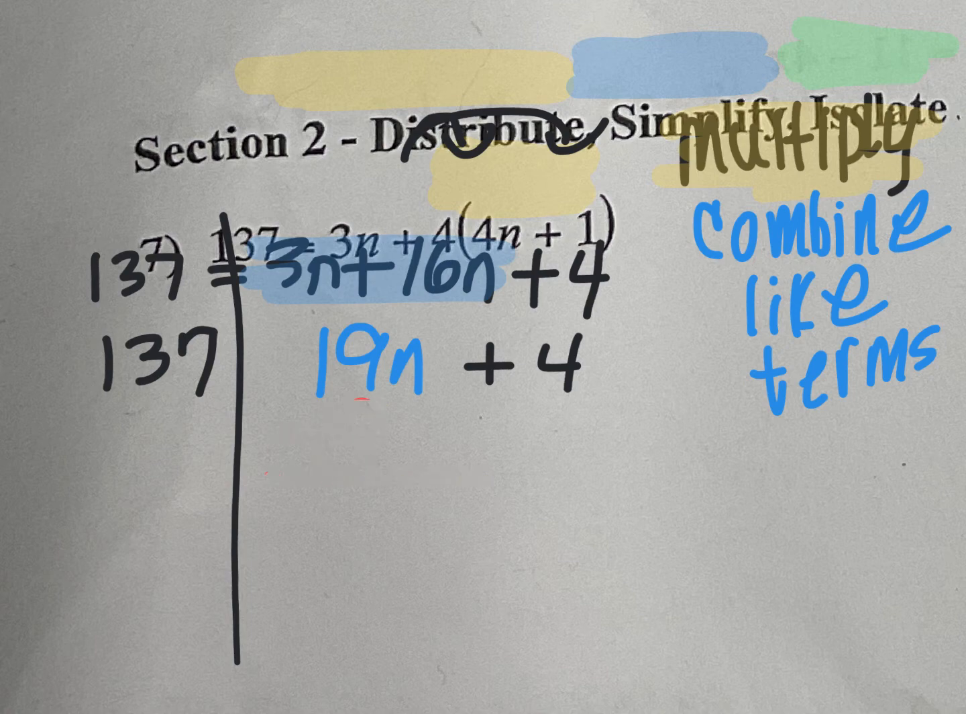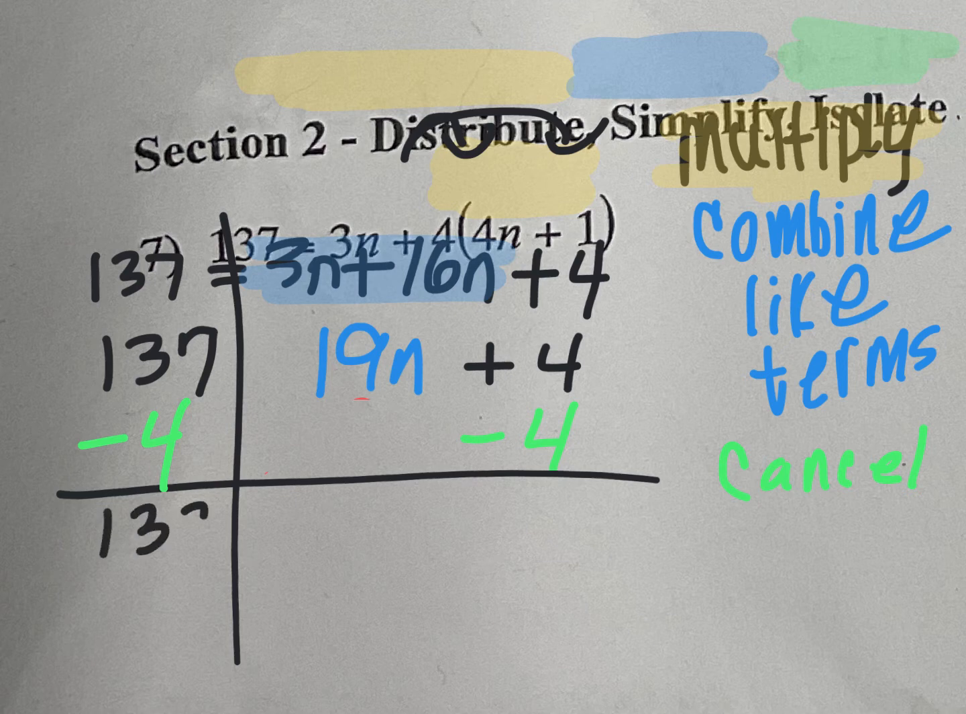And I could technically divide everything by 19, but I'm not going to do that right now because you've got to divide everything by 19. Who wants to do 4 divided by 19? Not me. So instead, I'm going to go the easier route, and I'm going to cancel out the plus 4 first with a minus 4. I've got to remember to do it on both sides. 137 minus 4 is 133.